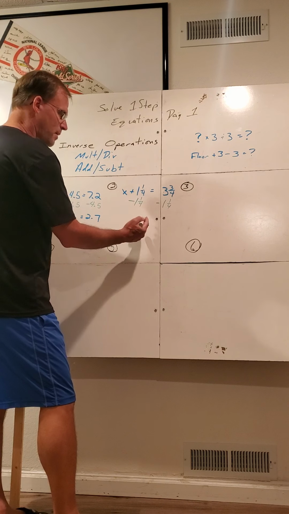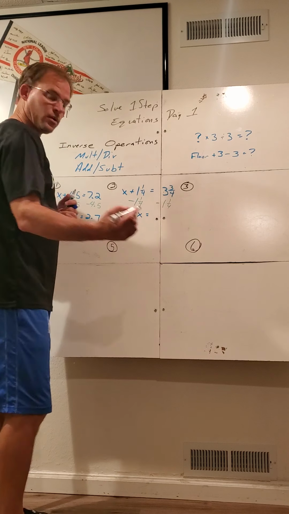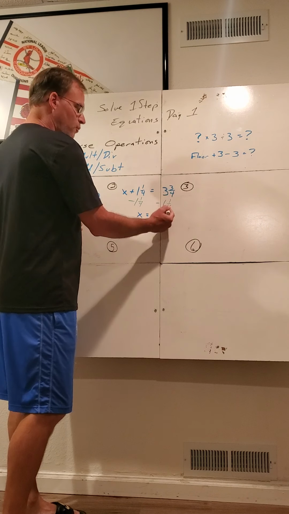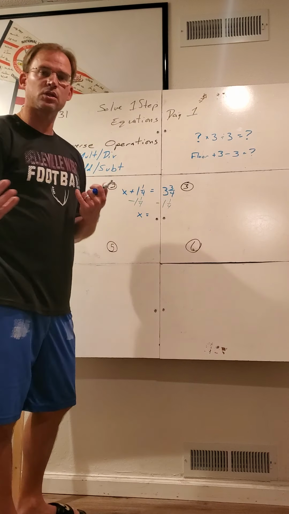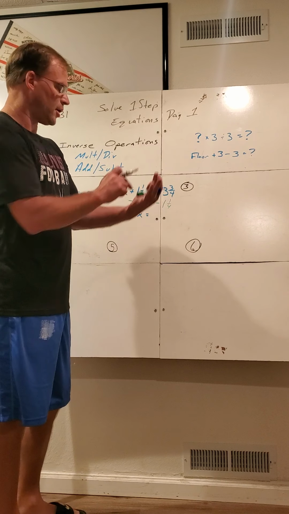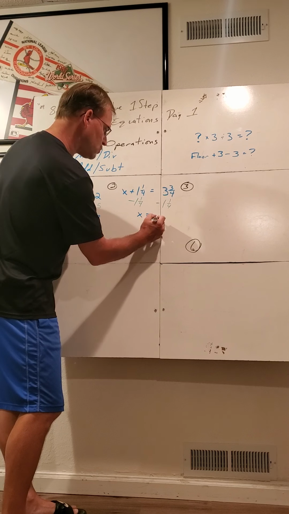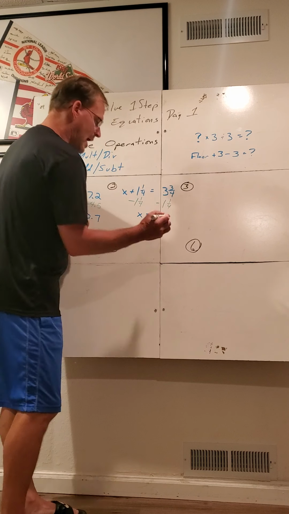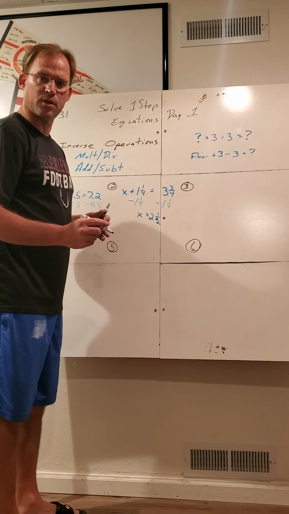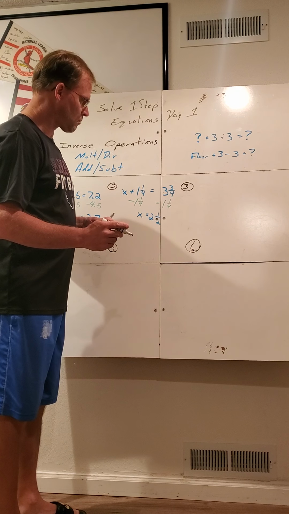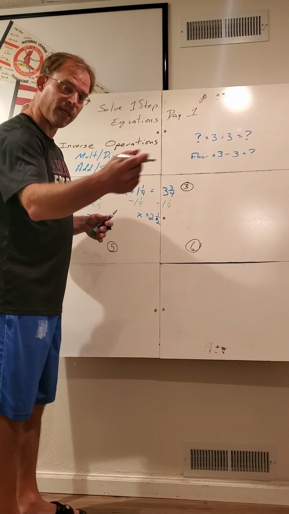So again, I started at some mystery number. I went up 1 1/4. I go back 1 1/4. I'm at the original place. Here, if I was at 3 3/4, I go back 1 1/4. That's just a subtraction problem. I get out my calculator. 3 3/4 minus 1 1/4. I get 2 1/2. Picked a bad spot to put that problem, didn't I? Don't believe me? Get out your calculator and double check.